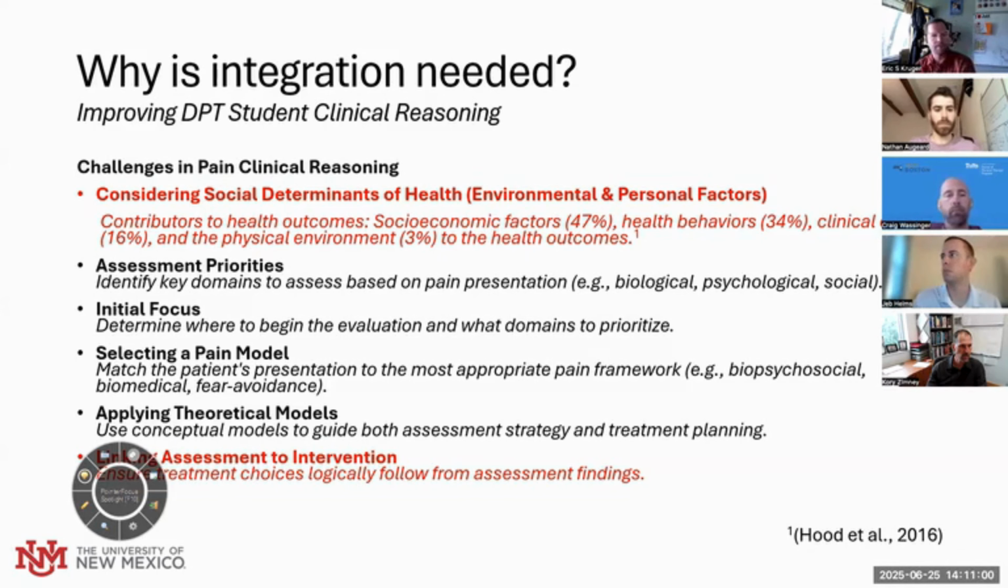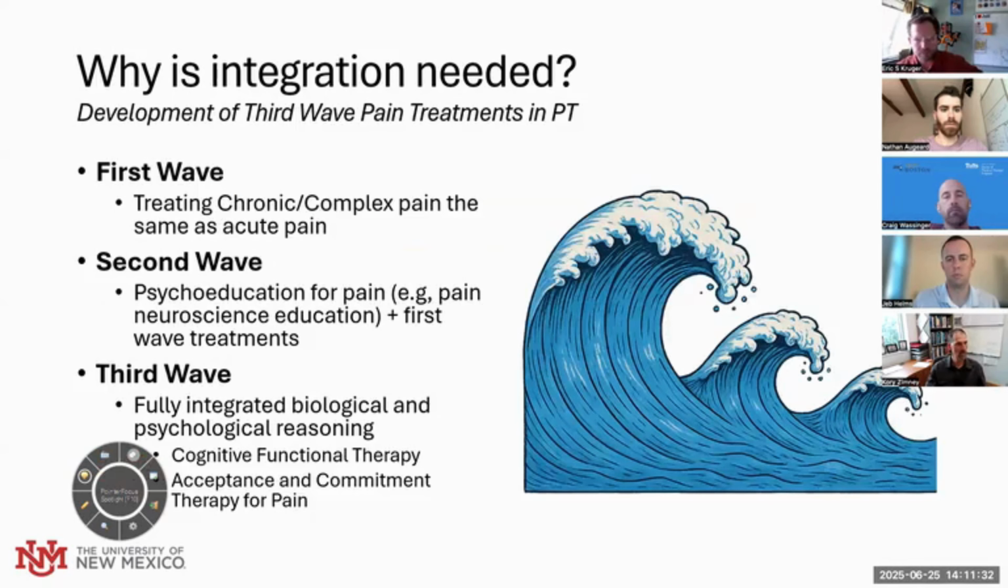Assessment priorities: determining an initial place to focus is challenging for a student. Then selecting an appropriate pain model or framework, applying these models, and then most importantly, and the thing I've thought about the most, how do we link assessment to intervention? How do we provide, if not an evidence-based reason for why an intervention is being selected, at least a theoretical reason why these two things are linked and why the student should select one thing versus another? And so these are some of the challenges and why I really feel like integration is needed in this field.